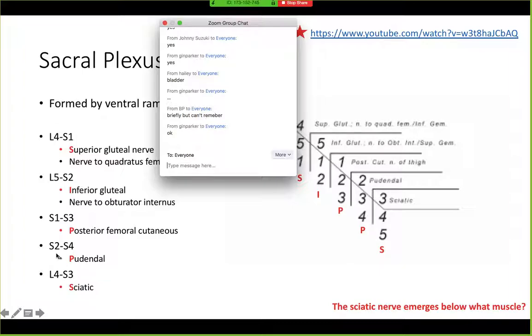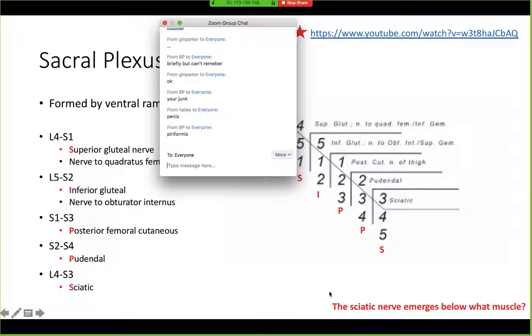So what does S2, 3, and 4 do? Keeps the what off the floor? Yeah, exactly. So important point there. And then also your sciatic nerve is going to emerge beneath what muscle? Piriformis, correct.